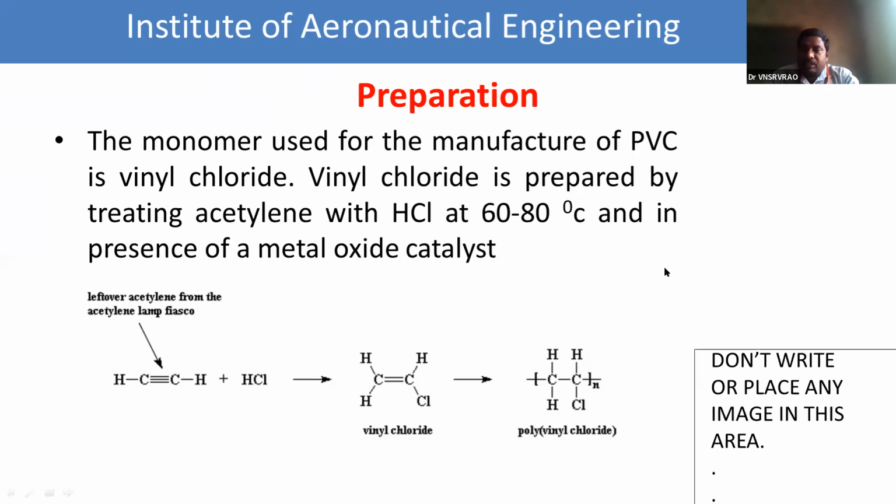Tell me, what are the reactants for the preparation of vinyl chloride? Acetylene and hydrochloric acid. And what is the required temperature? 60 to 80 degrees centigrade, in the presence of a metal oxide catalyst. This vinyl chloride undergoes which polymerization? Addition polymerization to give PVC. The structure of PVC is CH2 single bond CHCl, n times, where n means the degree of polymerization, the total number of vinyl chlorides present in the polymer.